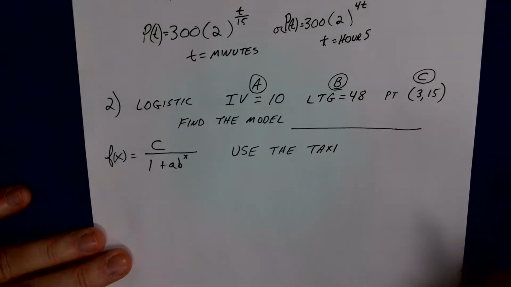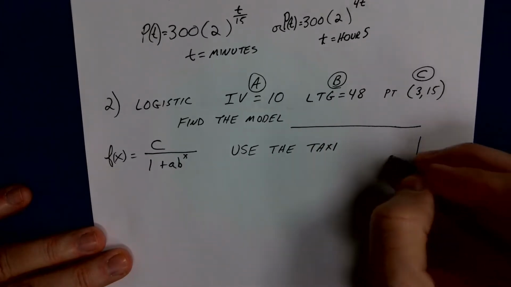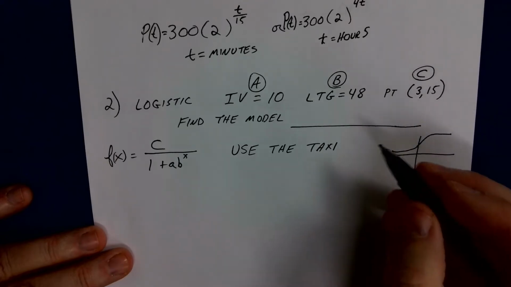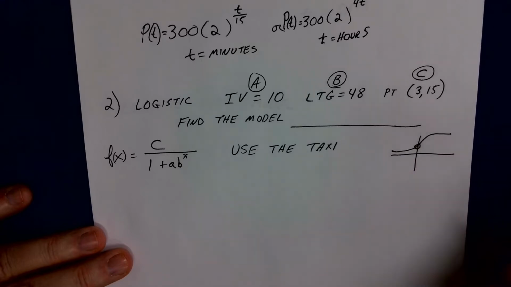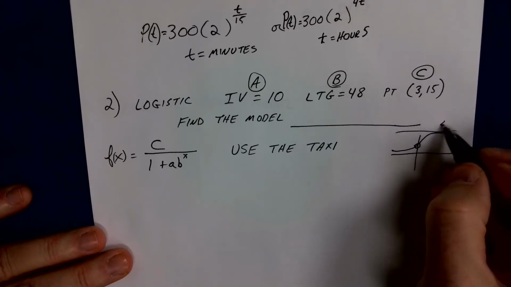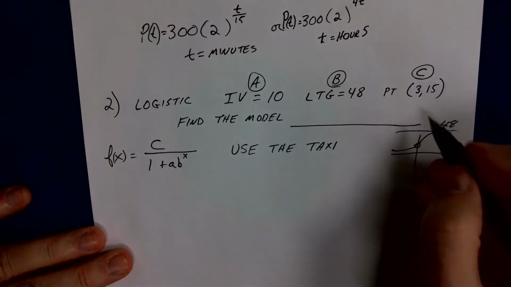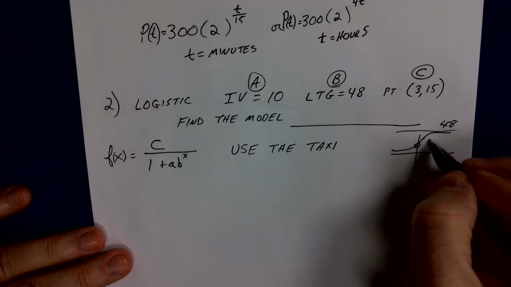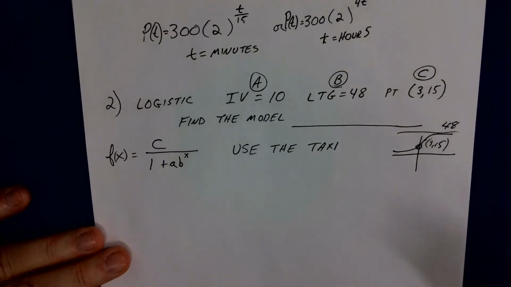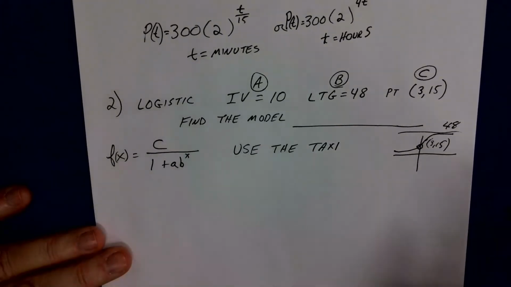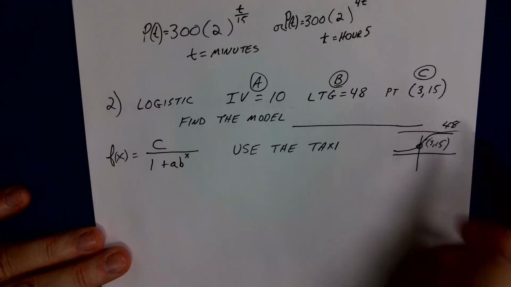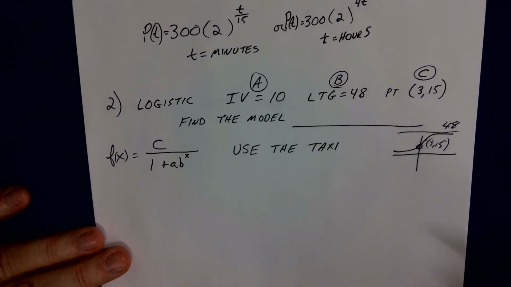IV says initial value. What does that mean on a graph? If I have a logistic modeling function just like this, the initial value is that point right there. That's the y-intercept. The limit to growth is the max, right up here, and that's going to be 48. And a point on it is going to be (3, 15). If I have those 3 things, then I should be able to find an equation that works. It's going to go through this point, connect through (3, 15), and also max out right up there.